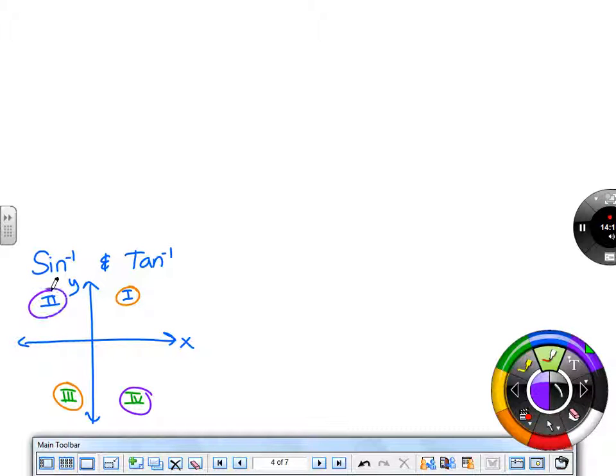Okay. So what they wanted to do was pick two quadrants where you could get any sine value or you could get any tangent value. So they basically had to pick either these two, right? Because they have different sines and different tangents. Or they had to pick these two. So what they did is they picked these two.